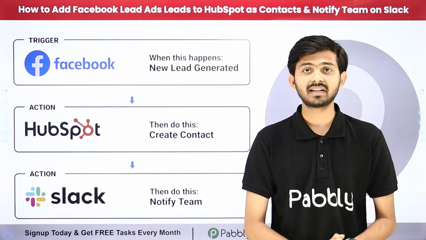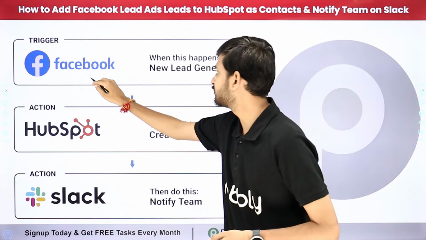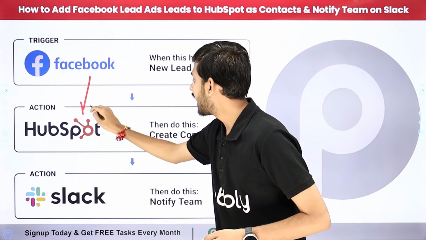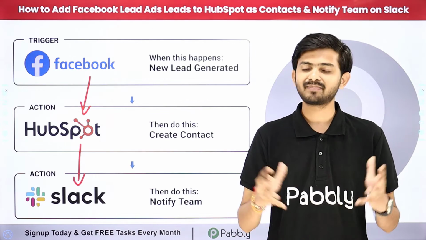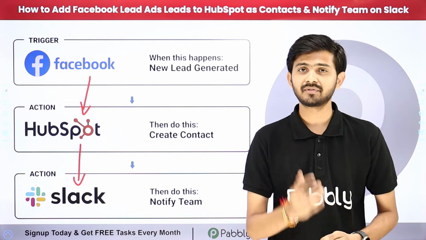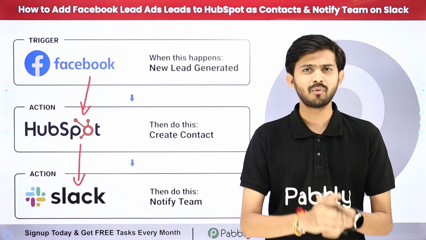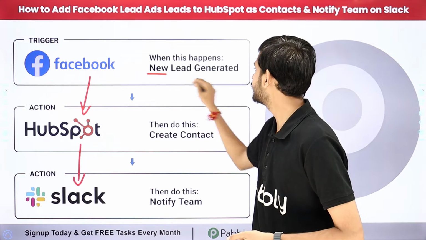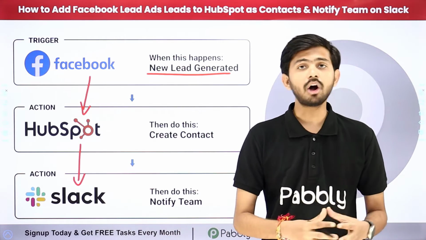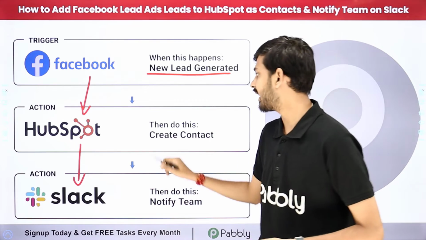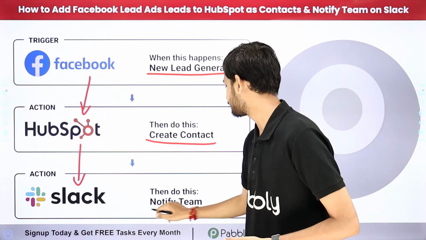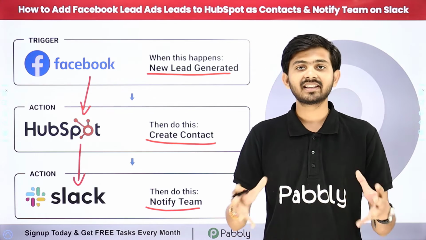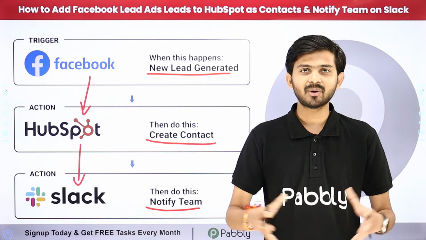For my objective, I have to build a connection between Facebook lead ads, HubSpot and Slack. For building this connection, I'm going to use Pabbly Connect, which is an amazing software for automation and integration. With Pabbly Connect, as I receive a new lead through Facebook lead ads, I will automatically add that lead as a contact in HubSpot, and I'm going to send a notification message on Slack. So how am I going to build this connection? For that, let me take you to my computer screen.